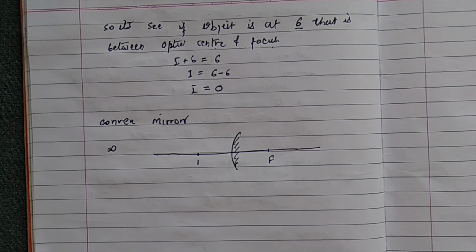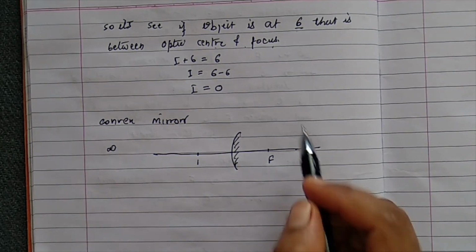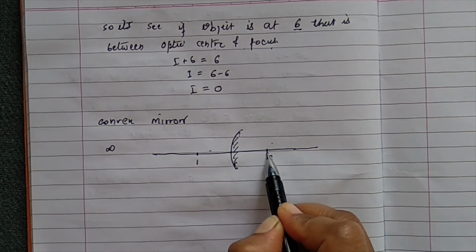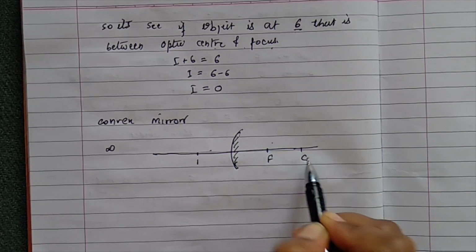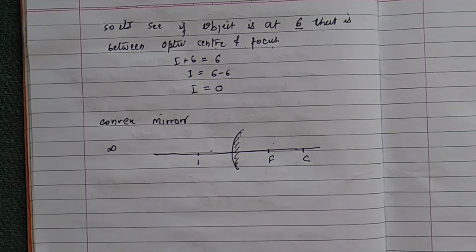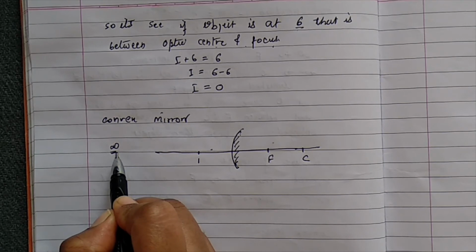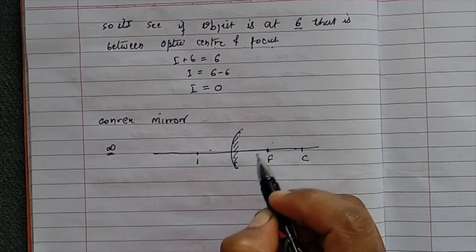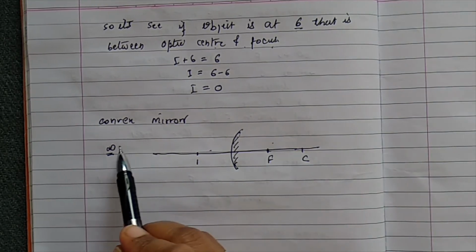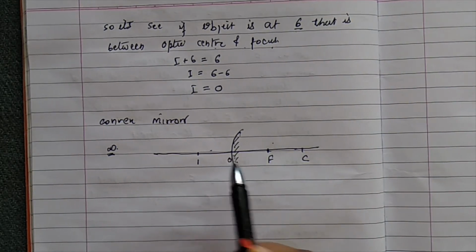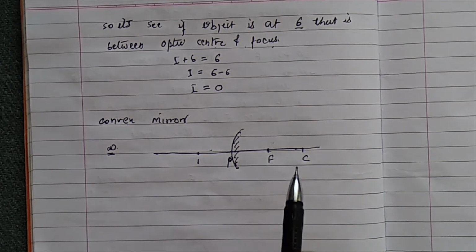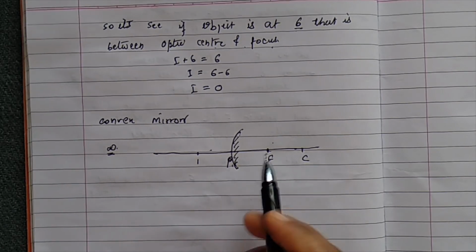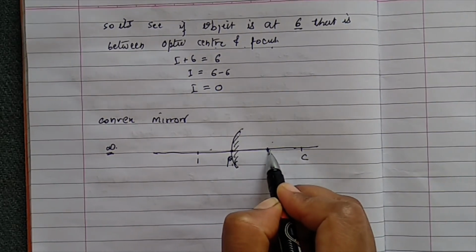Now let's see for the convex mirror. Here the focus is behind the reflecting surface, meaning this side, and here is the center of curvature. If you keep the object at infinity, the image will be at focus, and if you keep the object anywhere between infinity and the pole, the image will be between pole and focus.